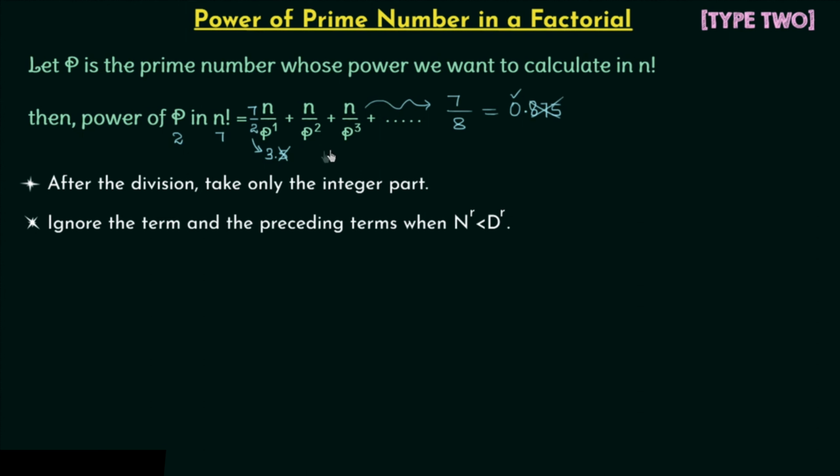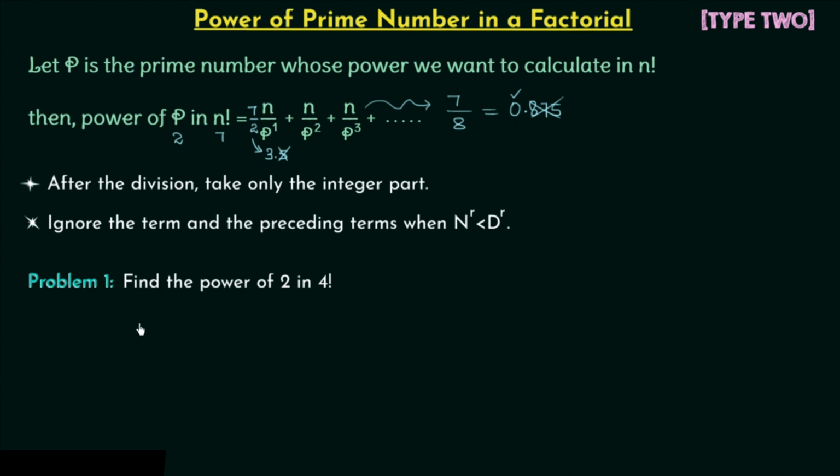And when you consider the next term, which is n over p power 4, again you are going to have the integer part equal to 0. So we can say that whenever the numerator is less than the denominator, the integer part is going to be 0 from rule number 1, and that is why we can neglect that particular term and the preceding terms. So this is what we mean by point number 2. So in this way, we are done with understanding the formula, and now we will move on to our problem number 1.